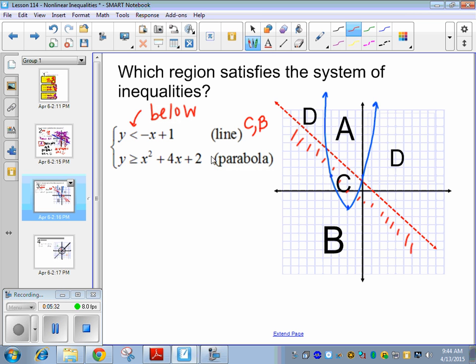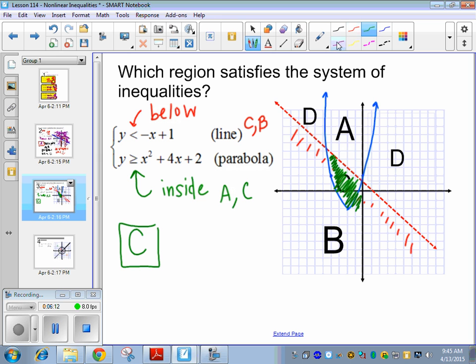All right, then we have y is greater than or equal to the parabola. So if it's greater than, and we've got this upward parabola, greater than, meaning above, would be inside or outside? Inside. Since it's going up, above would be inside. So that would be A and C. So the only true region that proves both of them, below the line, inside the parabola, is region C.